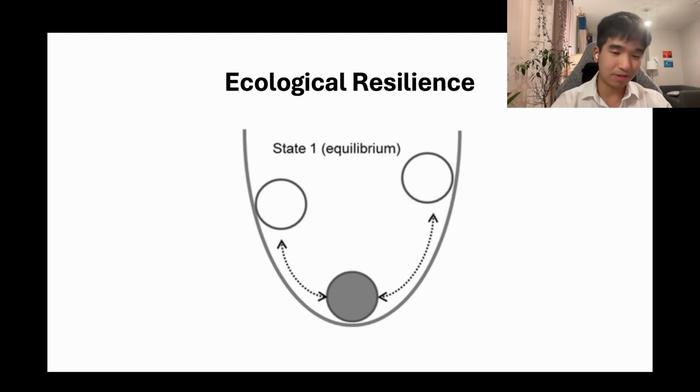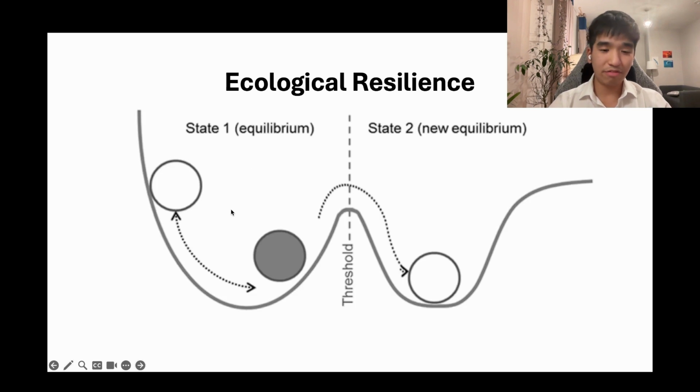I had to physically push it. So in this context, the force would be disturbances or any natural perturbations. So therefore, we can then define ecological resilience as the ability for the system to resist disturbance while returning to its original position. That is resilience. Naturally, with resilience, there's going to be a threshold.